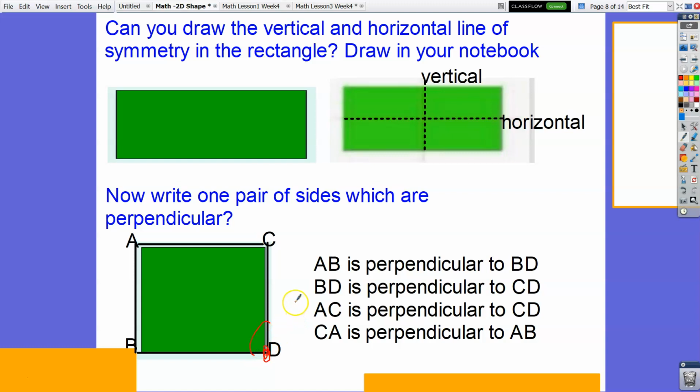Or we have line AC and line CD. Again, it connects here on the C corner, forming again 90 degrees. And finally, we got line CA and line AB, meeting at the A corner, forming another 90 degrees.